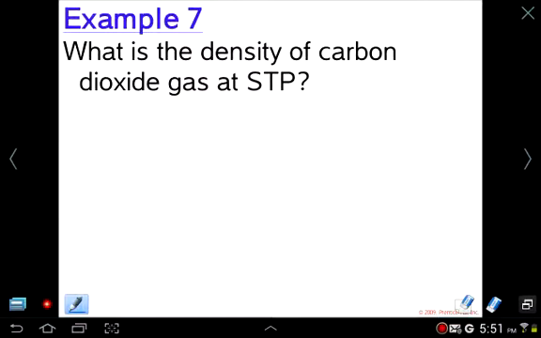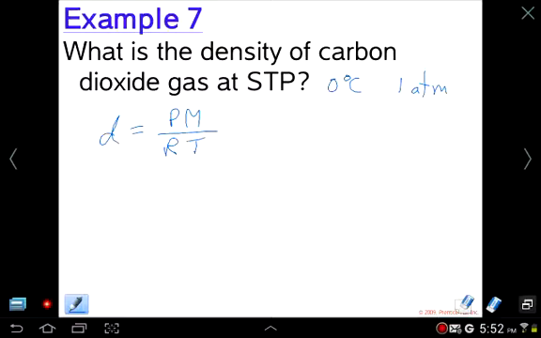So why don't we try one of these? This one says, what is the density of carbon dioxide gas at standard temperature and pressure, at STP? If you recall, STP is a set of conditions where we have 0 degrees Celsius and 1 atmosphere. Under these conditions, to calculate the density of carbon dioxide gas, we can employ our rearranged equation: density equals PM over RT.